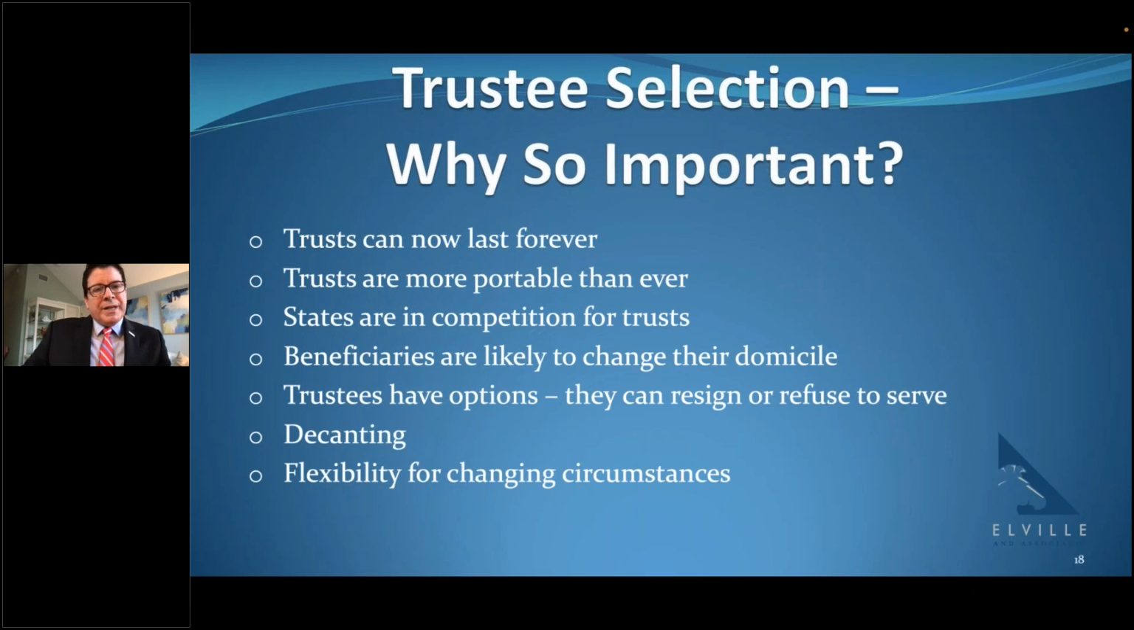Now, the second reason we need to make sure that we're thinking about trustees is that trusts are more portable than ever. Trusts can be moved among different states. States are in competition for trusts. Beneficiaries are changing their domicile. Many of you have children that are successful or living in different states, or they've gotten married and moved away. When we pass away, our loved ones could be living in different states other than where we think they're living now. Trustees have options. They could resign. They could refuse to serve. So that's a big factor.